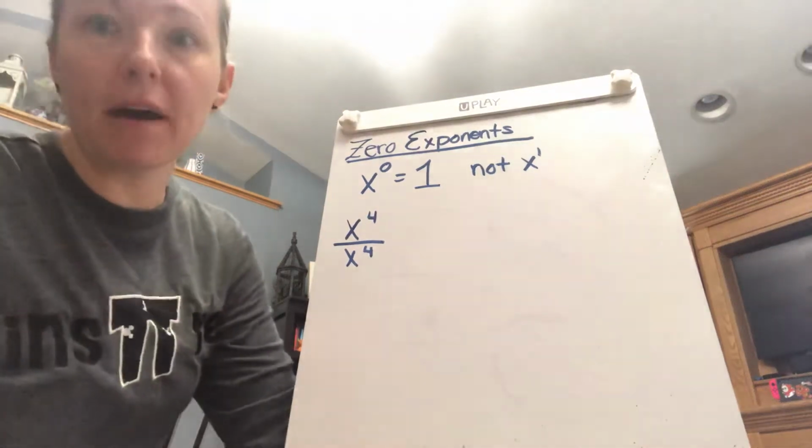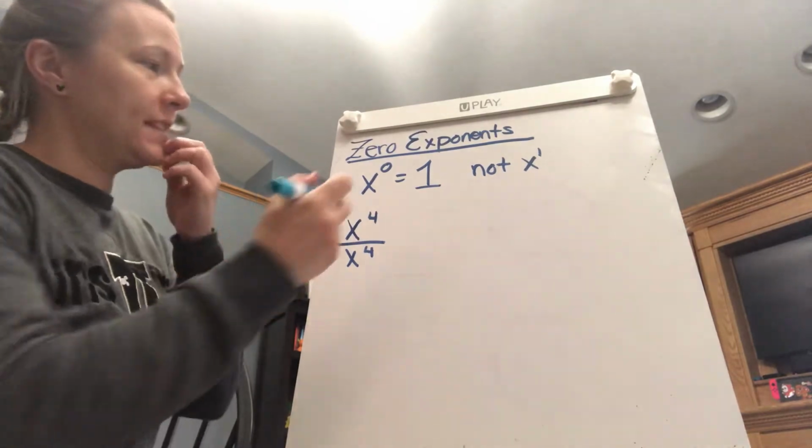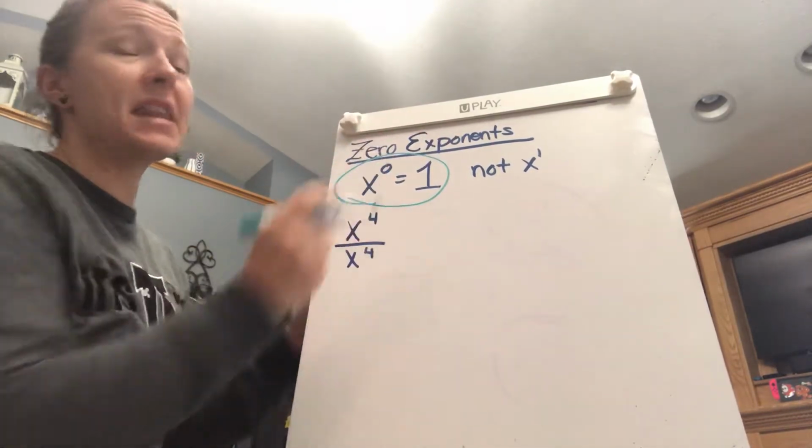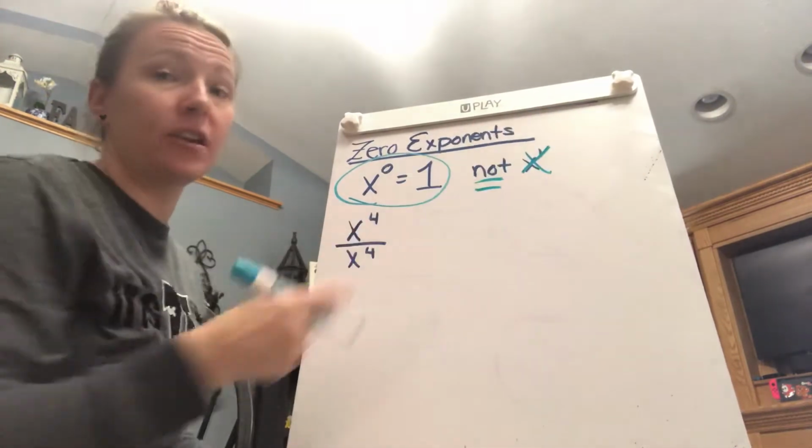This video is about zero exponents and negative exponents. There's a rule that says x to the 0 equals the number 1. It does not equal x to the 1, and here's why.